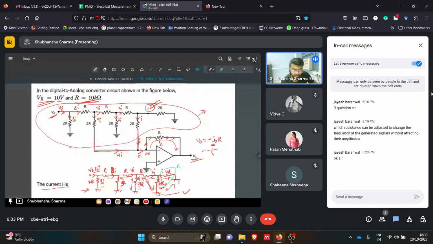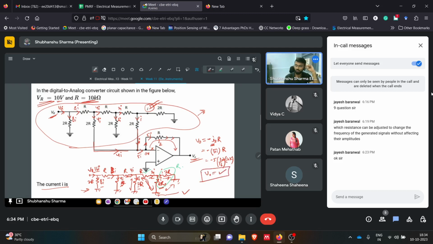So since this is an ideal op amp, no current is flowing through this. So we'll have 5I from the feedback of this op amp. So 5I goes into the feedback, and we have R here. So then we can substitute, this is 1 by 16 milli and this is 10K. So if you solve this, you will get voltage out. Okay.